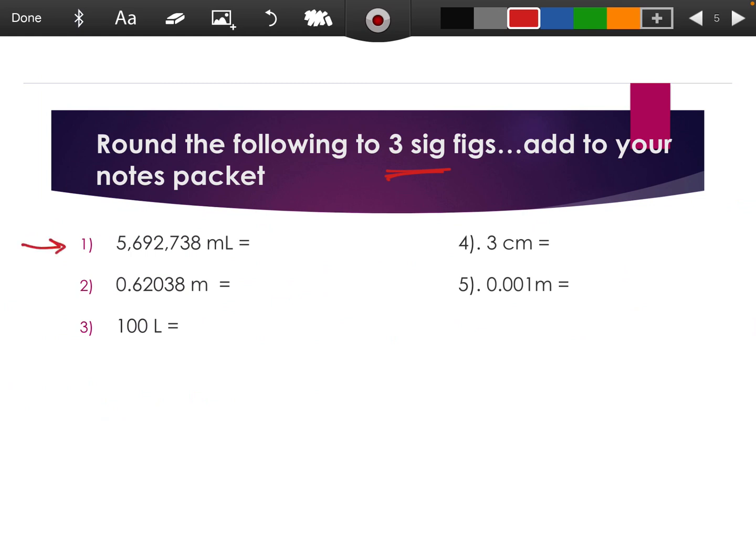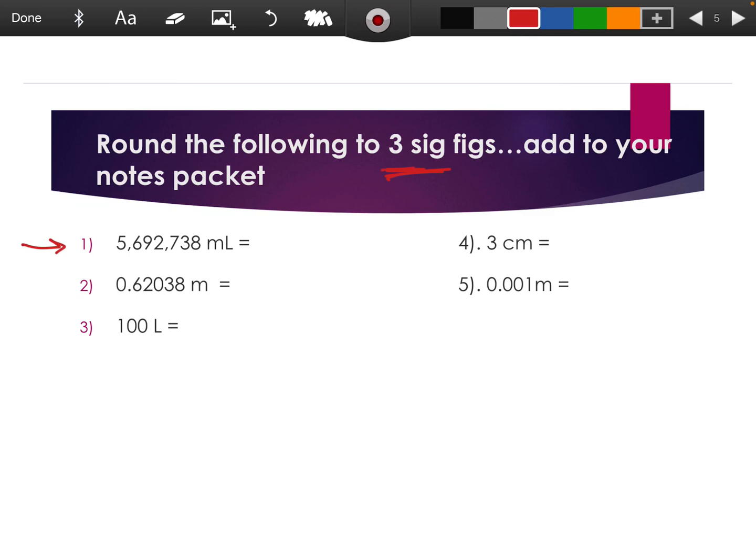So for example, number 1, we have 5,692,738. We can't round 5 million to 500 or to 50 because that's not even close to the original number. So the size of the number has to be somewhat close to the original number. So here's how I look at numbers to round them.